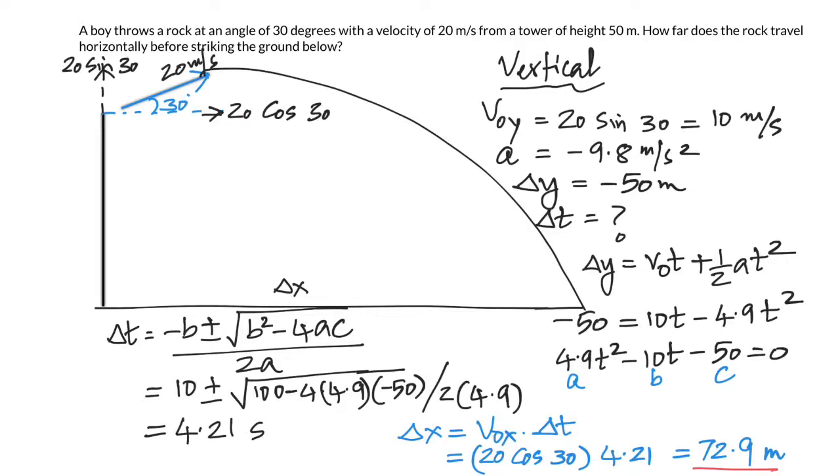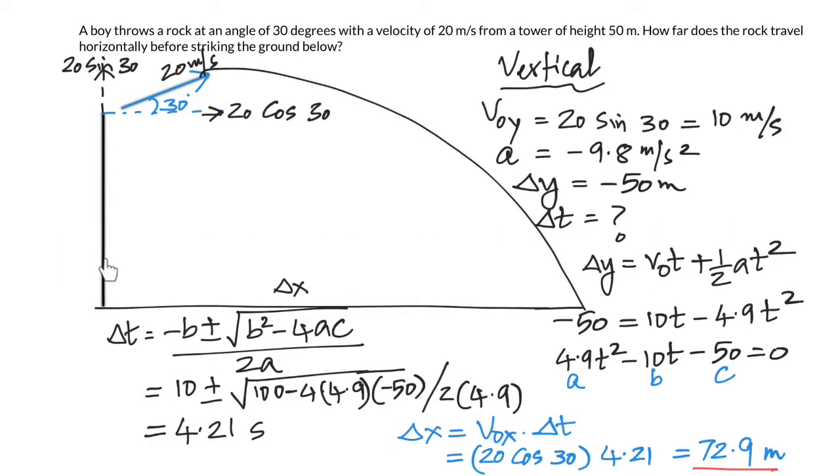Now, here is another question. Here, a boy throws a rock at an angle of 30 degrees with a velocity of 20 meter per second from a tower of height 50 meter. How far does the rock travel horizontally before striking the ground below? So the rock is given a velocity of 20 meter per second at an angle of 30 degrees. And this is the tower of height 50 meter.